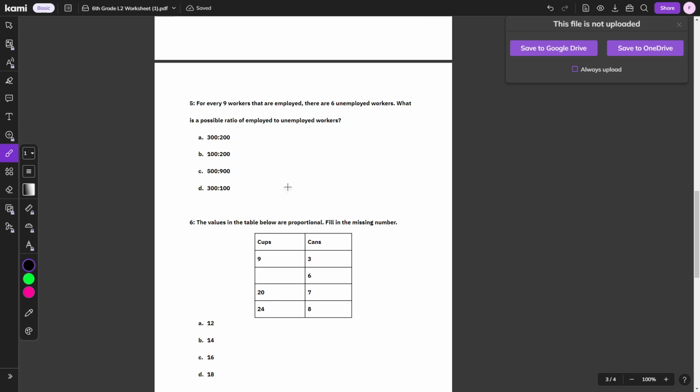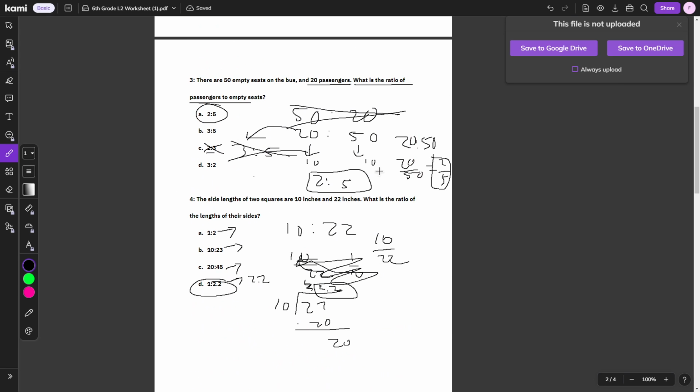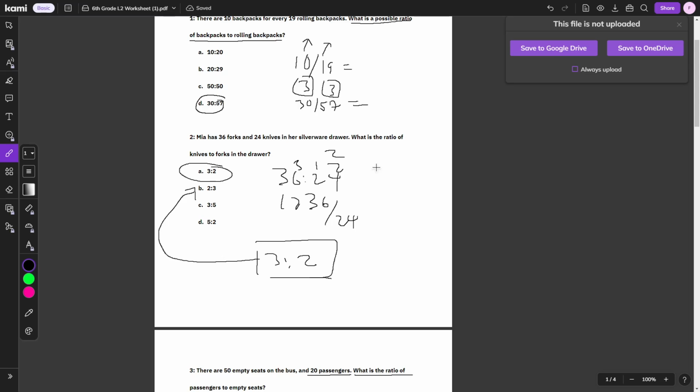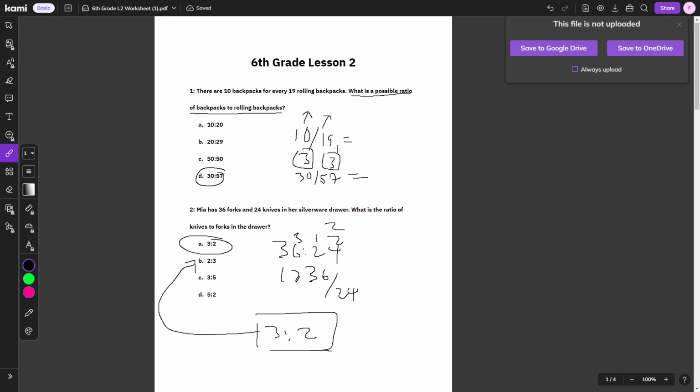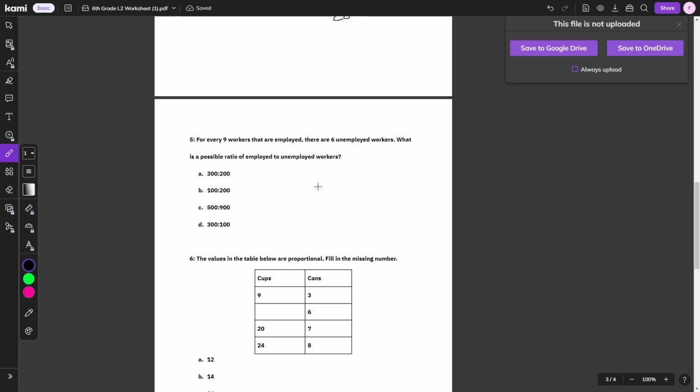For every 9 workers that are employed, there are 6 unemployed workers. What is a possible ratio of employed to unemployed workers? So this is going from a small number to a bigger number, which we saw here. So ratio of employed to unemployed workers. What is a possible ratio? So the answer to this is one of these 4. But which one is it? Well, let's see.